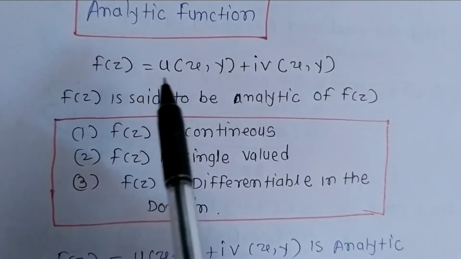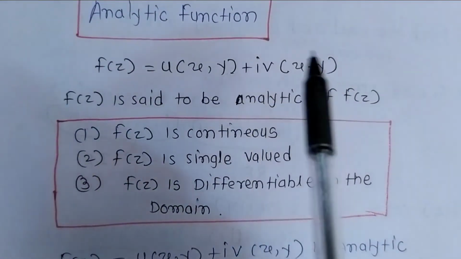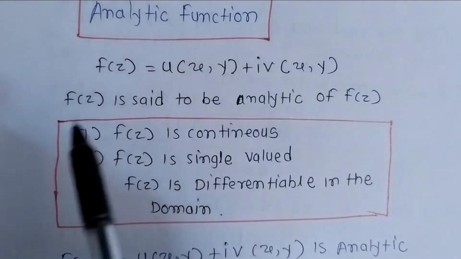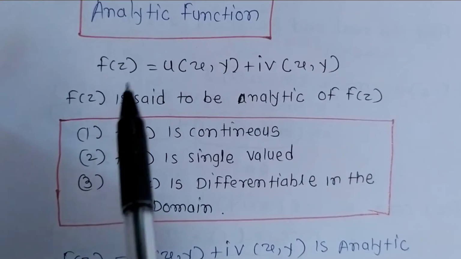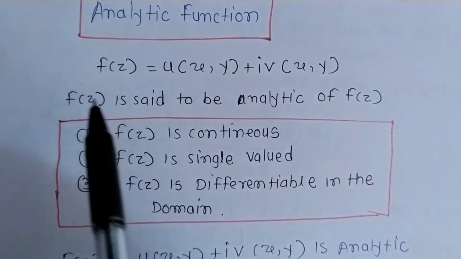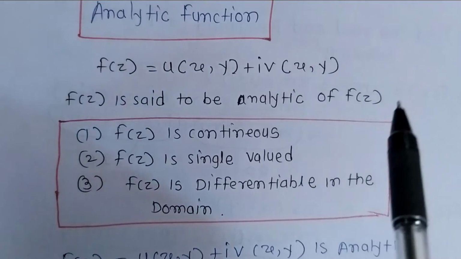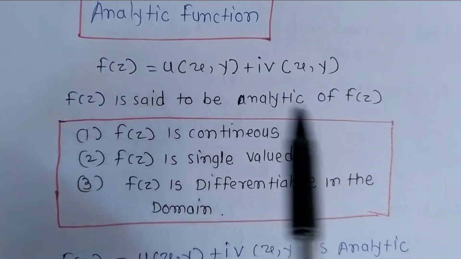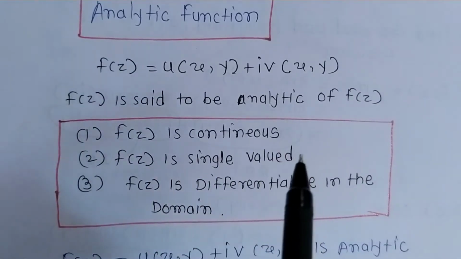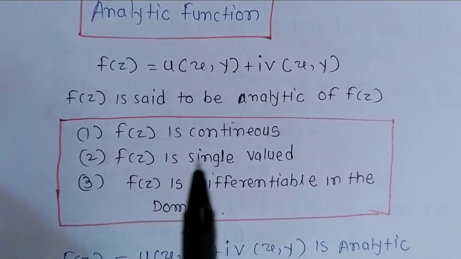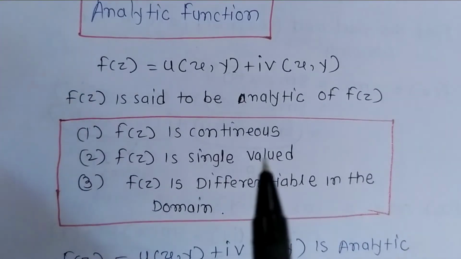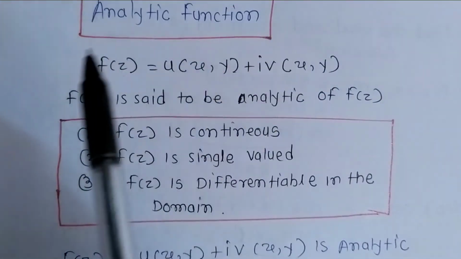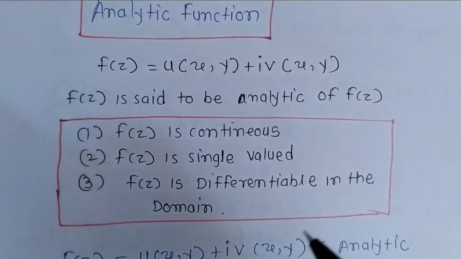Analytic function: f of z is equal to u(x,y) plus i v(x,y). f of z is said to be analytic when it satisfies these three conditions. The first condition is that f of z must be continuous. The second is that f of z is single valued, and the third is that f of z is differentiable in the domain. When these three conditions are satisfied, we call f of z an analytic function.